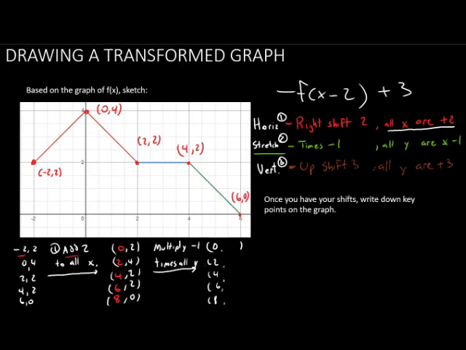So 0, 2 becomes 0, -2. 2, 4 becomes 2, -4. 4, 2 becomes 4, -2. 6, 2 becomes 6, -2. And 8, 0 remains 8, 0.